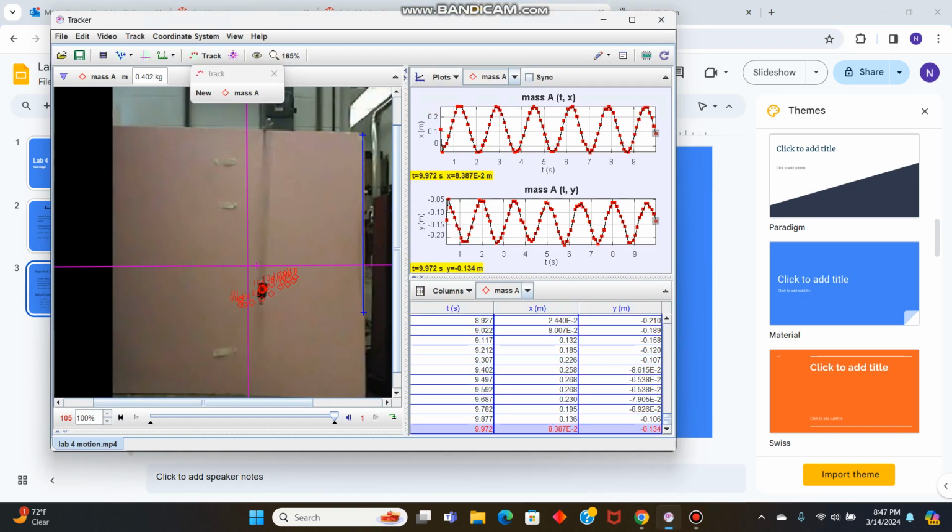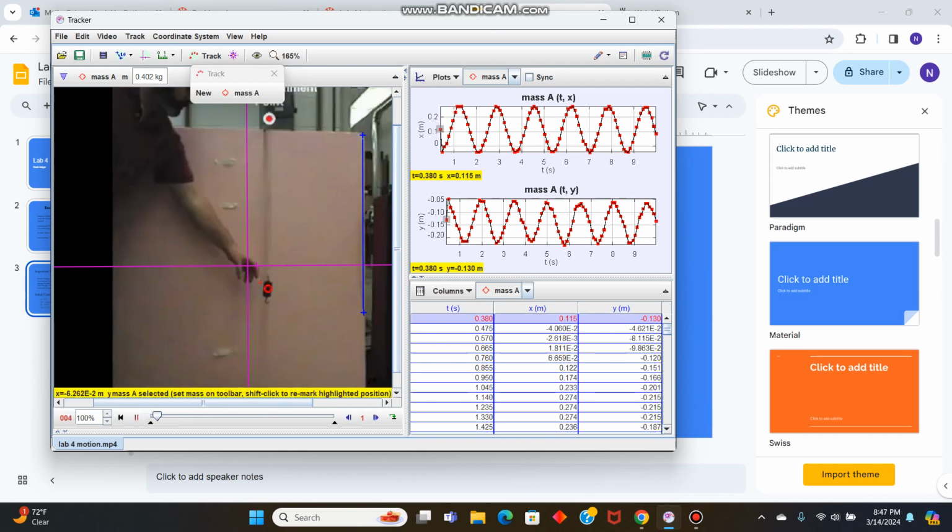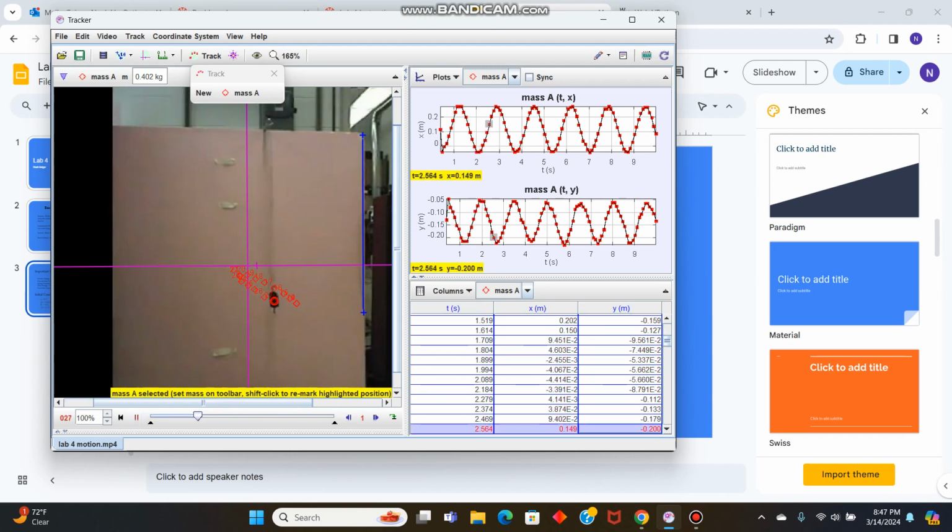So the first thing we did was, of course, we went and did the tracker. So we tracked the video here. You can see we tracked its motion and got our data all here.